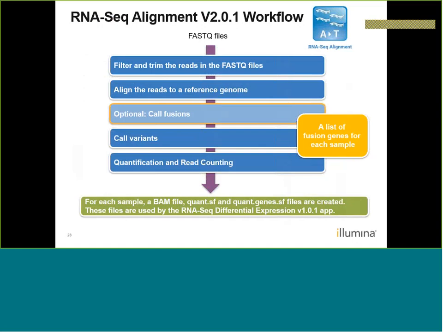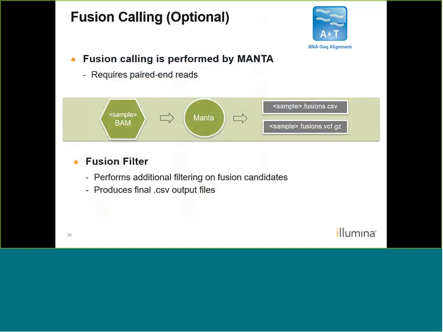Okay, so the next step is the optional fusion calling. If you do select it, what you're going to get is a list of fusion genes for each sample. Fusion calling is performed by Manta, and it does require that we have paired end reads. So our sample BAM files, the first BAM file, is going to get fed into Manta. Manta is then going to give us our fusion candidates, and the fusion filter is what's going to give us our final fusion candidates in the CSV output file.